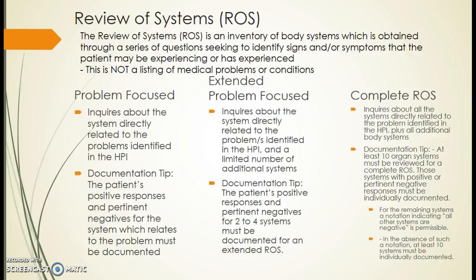So extended problem focus inquires about the system directly related to the problems identified in the HPI, which is also the chief complaint, and a limited number of additional systems. So the patient's positive and pertinent negative responses have to be present for 2 of 4 systems, and those have to be documented in order to bill and code for an extended review of systems. So problem focused only focuses on whatever they came in for that day. Extended focuses on what they came in for that day plus 2 to 4 more systems. A complete review of systems, you guessed it, reviews all of the systems. So you can read those criteria there.